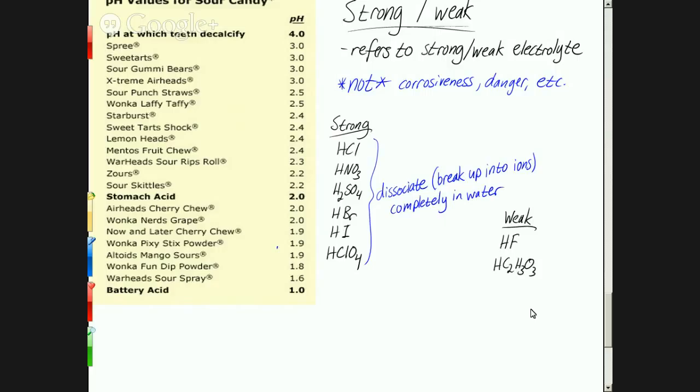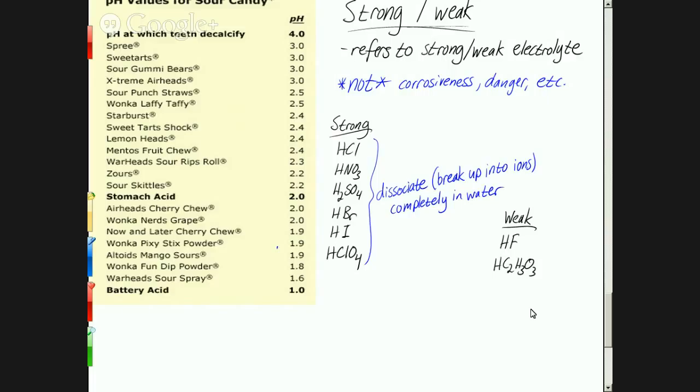So please remember, when this comes up again, strong versus weak acids. Strong acids dissociate completely in water, form ions, lots of ions in water. Doesn't mean that they are more or less dangerous. Doesn't apply to that.